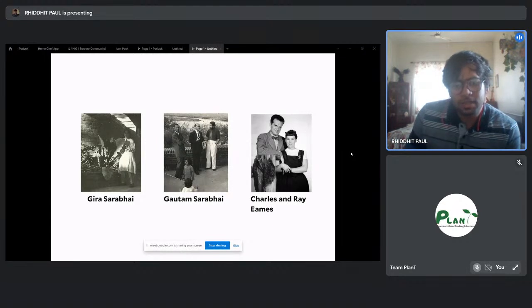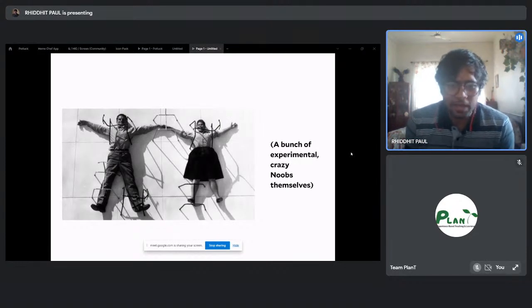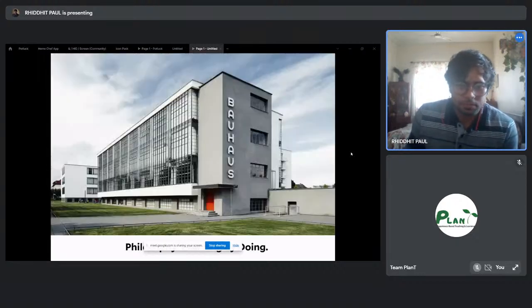They were industrialists and architects from Ahmedabad, and they got in touch with Charles and Ray Eames, who were at that time, in the 1950s and 1960s, some of the most famous and experimental designers in the world, right? So with the help of Charles and Ray Eames, once again a bunch of crazy experimental noobs, they set up NID with the hopes that India could get its own design language someday, right?